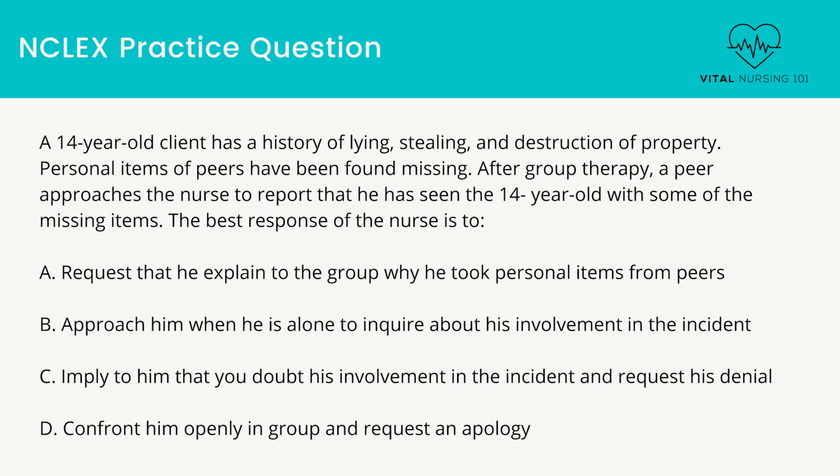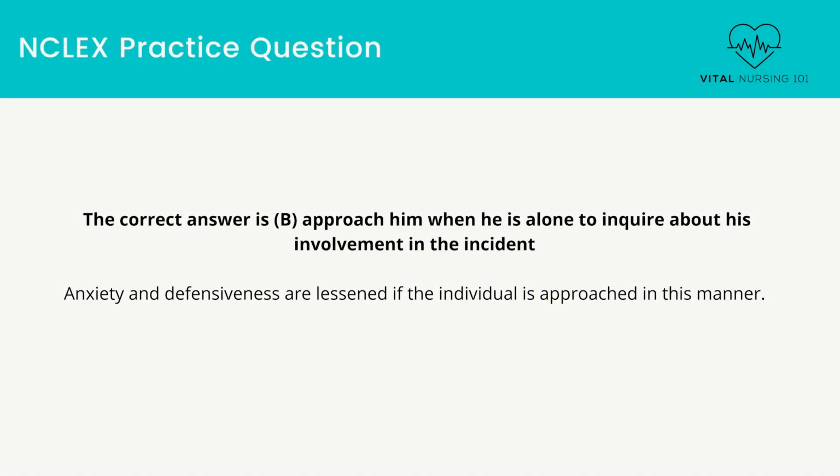personal items from peers. Approach him when he is alone to inquire about his involvement in the incident. Imply to him that you doubt his involvement in the incident and request his denial. Confront him openly in group and request an apology. The correct answer is approach him when he is alone to inquire about his involvement in the incident. Anxiety and defensiveness are lessened if the individual is approached in this manner.